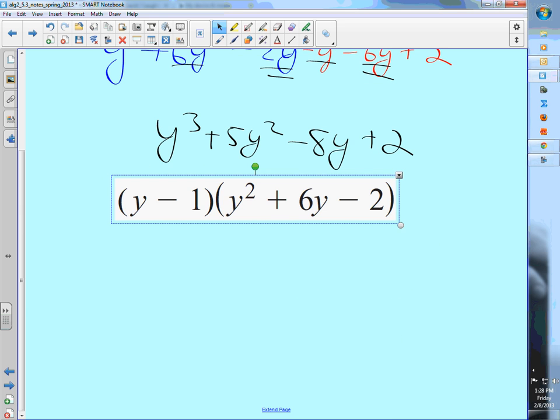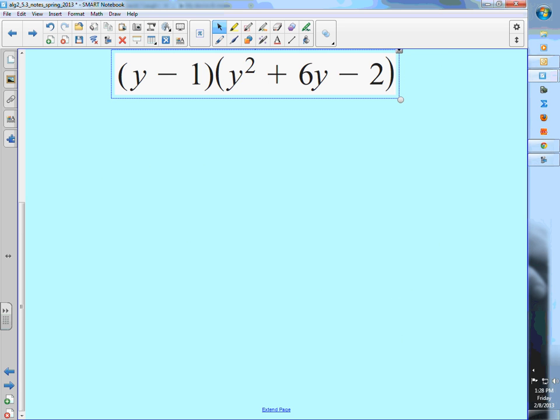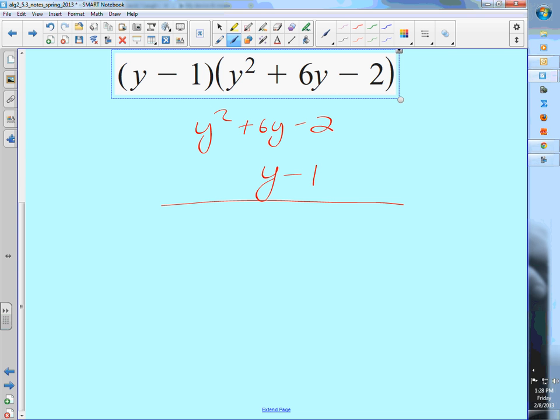The other way to do this problem is to take y squared plus 6y minus 2 and multiply it vertically, just like a 2-digit number times a 3-digit number. Like if you were doing 31 times 124, you would multiply like this, which is what we're going to do right here. Multiply, multiply, multiply. And you're going to get negative y squared minus 6y and plus 2.